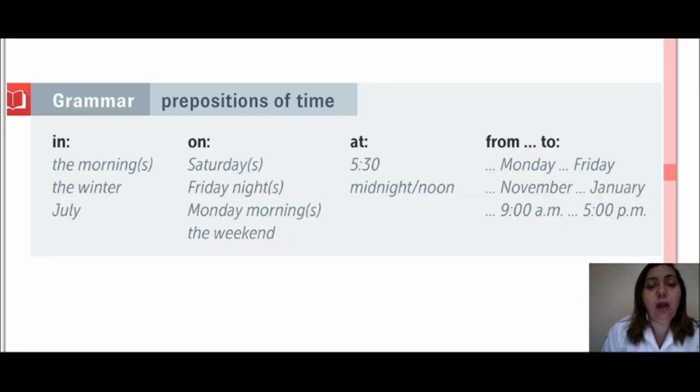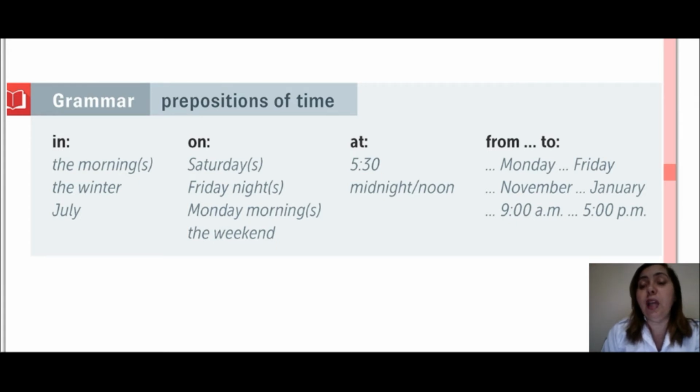Let's review the grammar spots about prepositions of time. The examples, we use in the morning or in the mornings, in the winter, in July, on Saturdays, on Friday nights, on Monday morning, on the weekend. At for precise time. Remember, we use at 5:30, at midnight, at noon. All right? And the preposition from to indicate the start of something and the end of that, right? We say from Monday to Friday, from November to January, from 9 a.m.